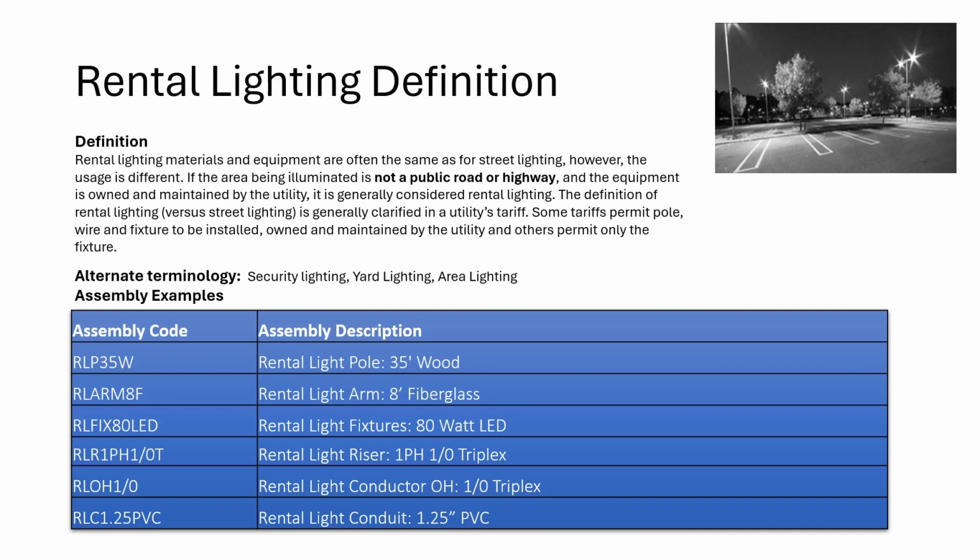The definition of rental lighting is clarified in a utility's tariff. Some tariffs permit pole, wire, and fixture to be installed, owned, and maintained by the utility, and others permit only the fixture. It's also important to note that rental lighting may not be in your tariff at all, in which case you don't need to separate out rental light and street light assemblies within OpenPoint. Below is a list of assembly codes and associated descriptions for rental light equipment. These will be referred to in the next couple of scenarios that are specific to rental lighting.